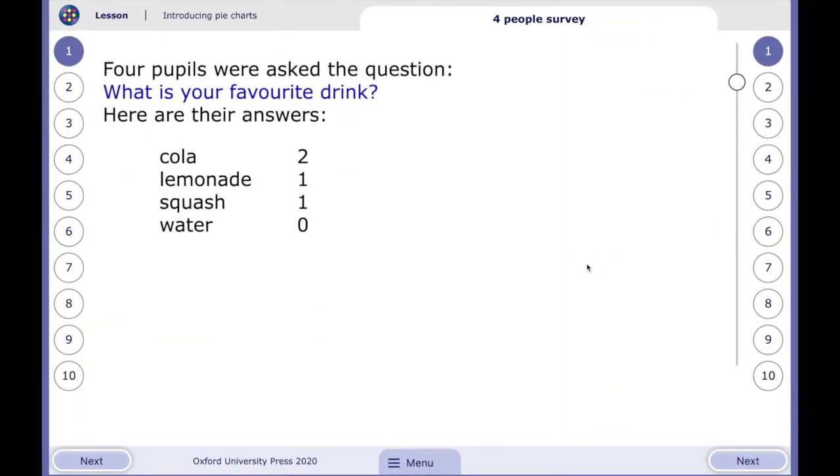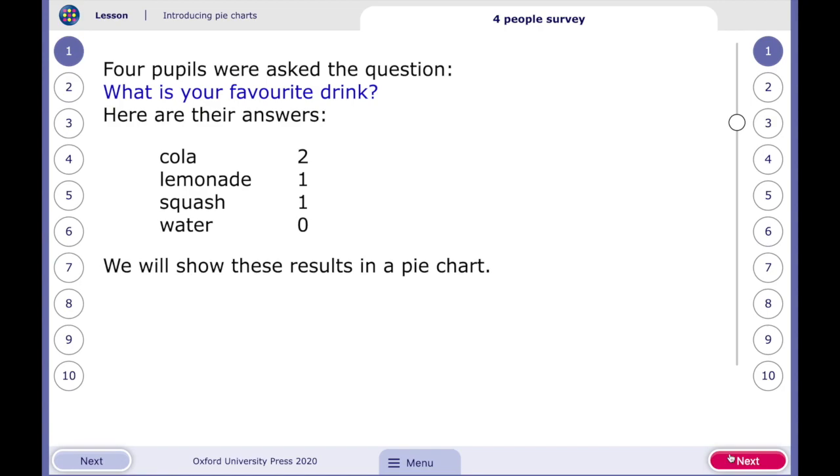Today we're going to look at some basic information to begin with. As you can see, it says 4 people were asked the question, what is your favourite drink? And here are their answers. It says Coca-Cola 2, lemonade 1, squash 1 and water 0. And we can see that 4 people took the survey. 2, add 1, add 1, add 0 is obviously 4. And we can put this information into a pie chart.